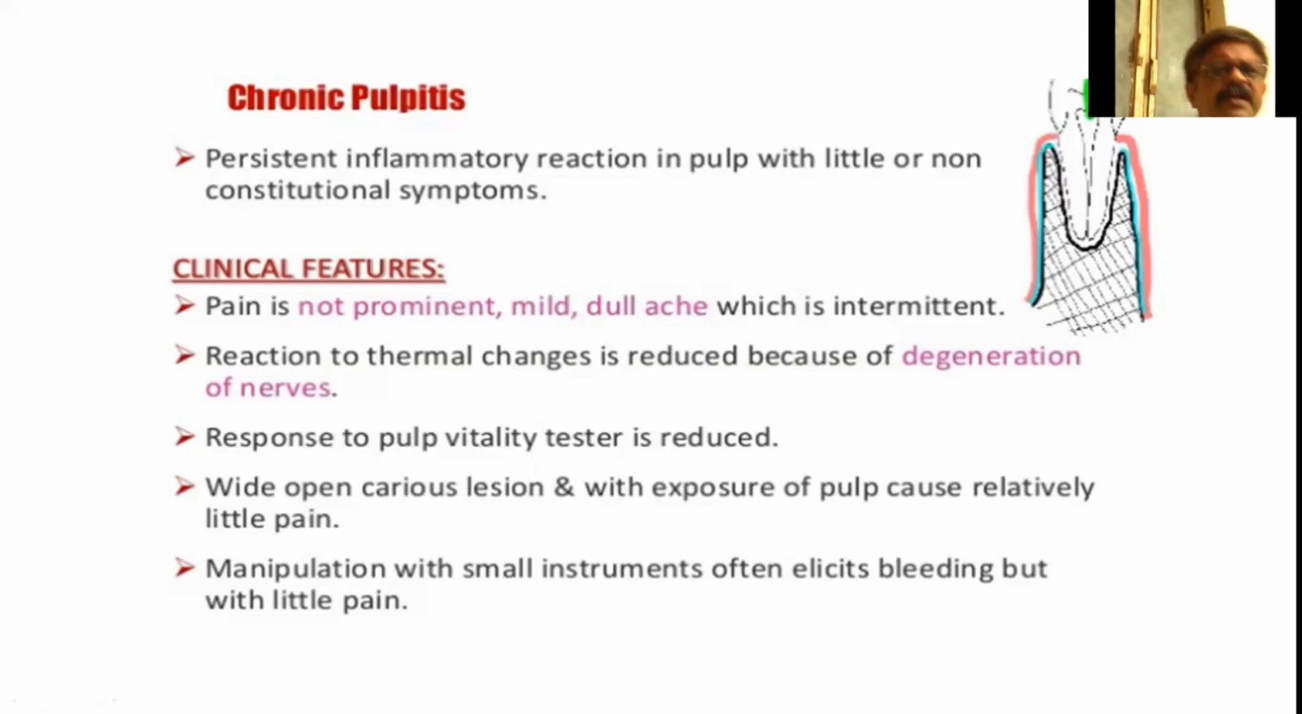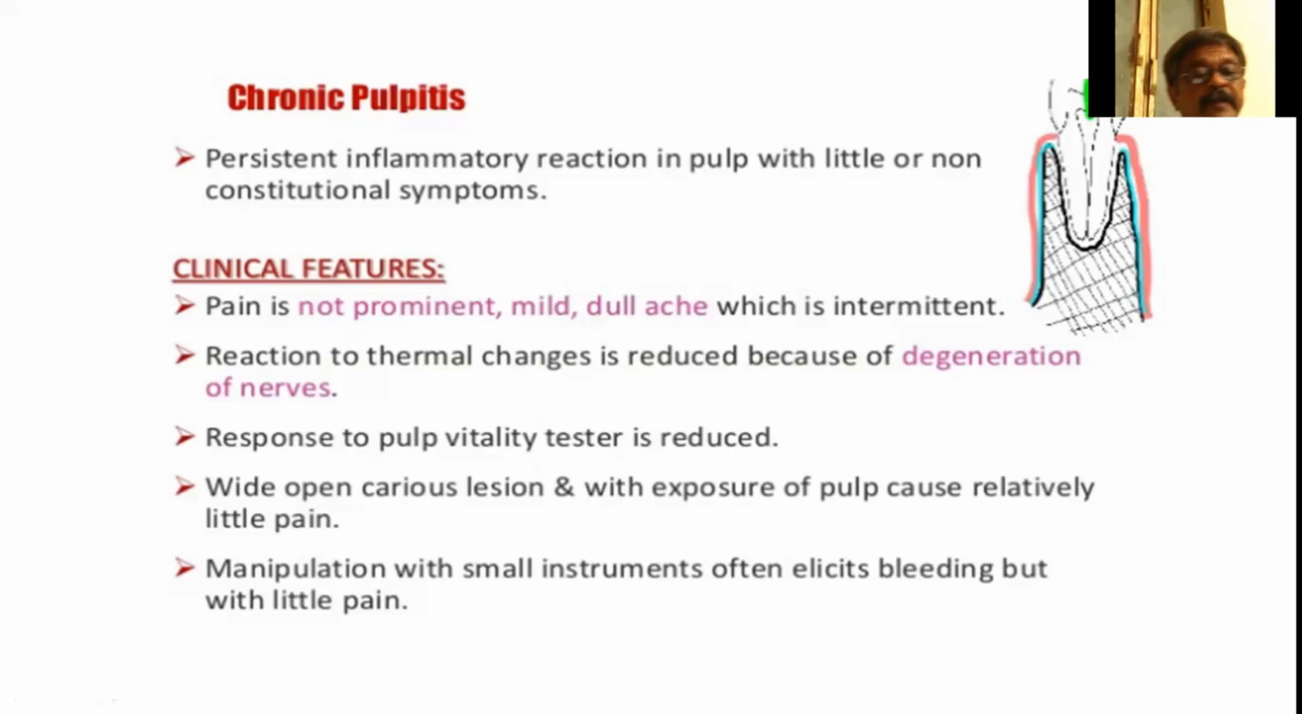Chronic चीजों में ज्यादातर ऐसे ही होता है. Clinical features as mentioned: pain is not prominent, mild, dull ache which is intermittent, ना रुक रुक के होता है, continuous नहीं होगा, acute नहीं होगा, ठीक है. Reaction to thermal changes is reduced because of degeneration of nerve, है ना, क्योंकि nerve degenerate है इसलिए hot and cold के भी हम लोग को बहुत जल्दी response नहीं मिलती है.